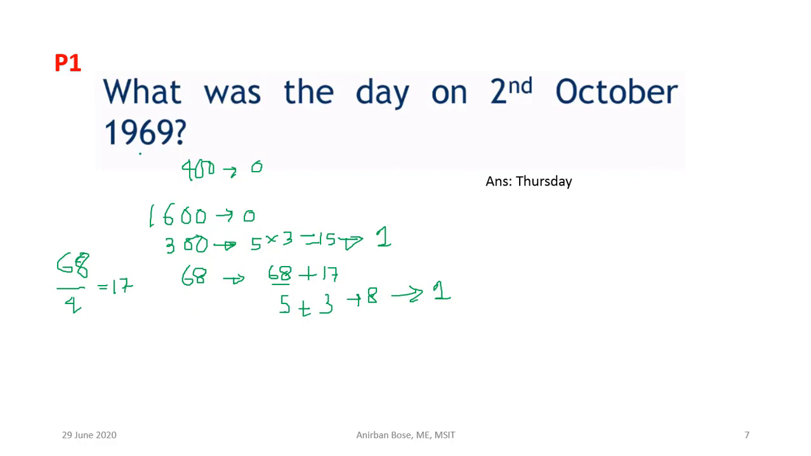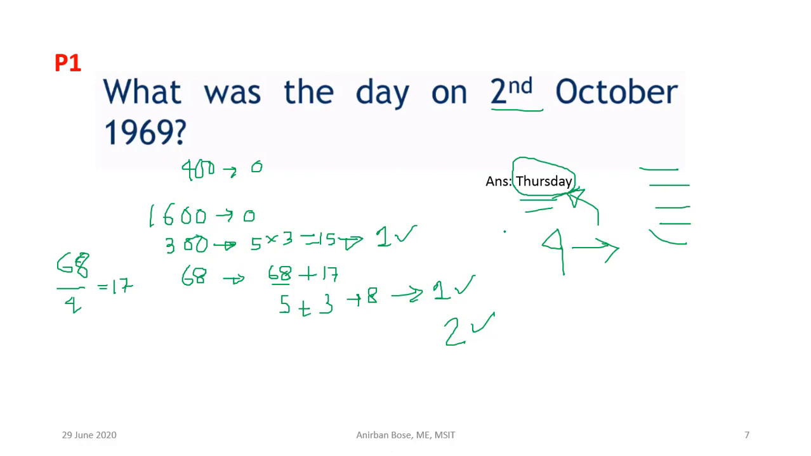Now from 1969, 1st January to September, we know that it is 0 odd days, because that is a normal year. So up to September it is 0 odd days. Then in October we are considering 2 days, so 2 odd days. So total, how many odd days? 1 plus 1, 2, plus 2, 4. So 4 odd days. So 4 odd days correspond to what? Thursday. So the answer is Thursday, because the first odd day is Monday, then Tuesday, Wednesday, and the fourth one is Thursday. Okay, so this is the answer.